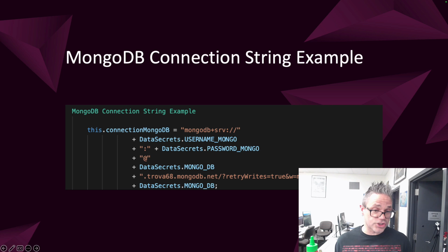So again, the connection string examples vary based on vendor. Here are three specific examples that you can actually use to make that happen.